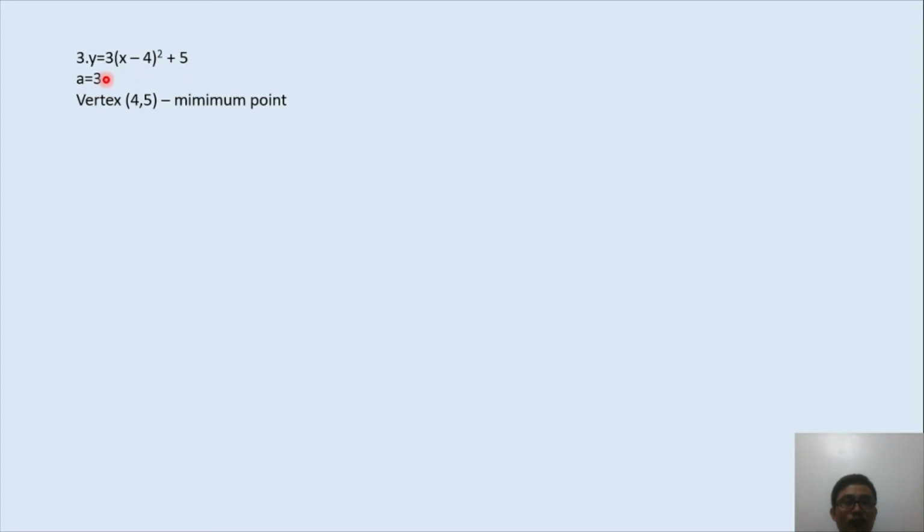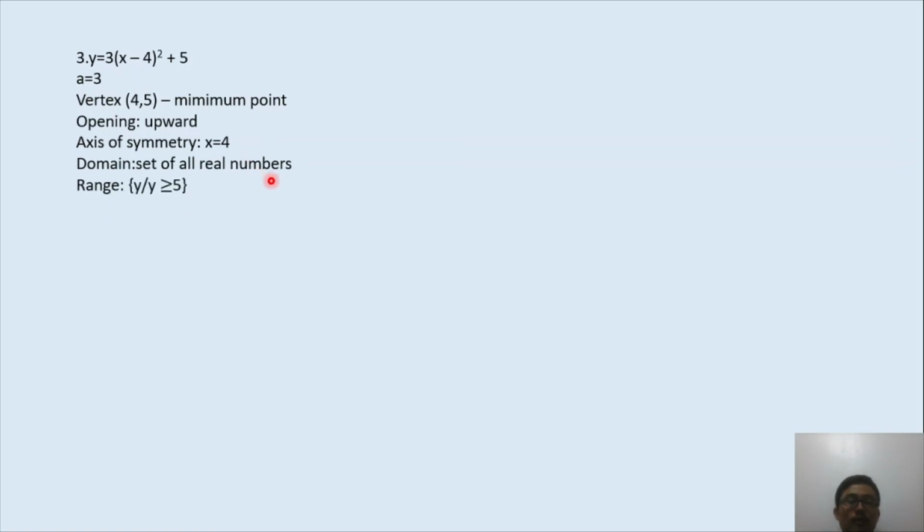Dito, pag naka-vertex form, makikita na natin yung vertex niya agad, which is 4, 5. So, kung ano yung sign dito sa given, that's the opposite of H. Kaya positive 4. Then doon sa K, same sign lang. Kaya 4, 5. Which is the minimum point. Opening niya is upward since ang A natin is positive. Ang axis of symmetry natin is 4 since ang H natin is 4. Ang domain natin is the set of all real numbers. Ang range natin is y such that y is greater than or equal to 5, which is yung k natin.